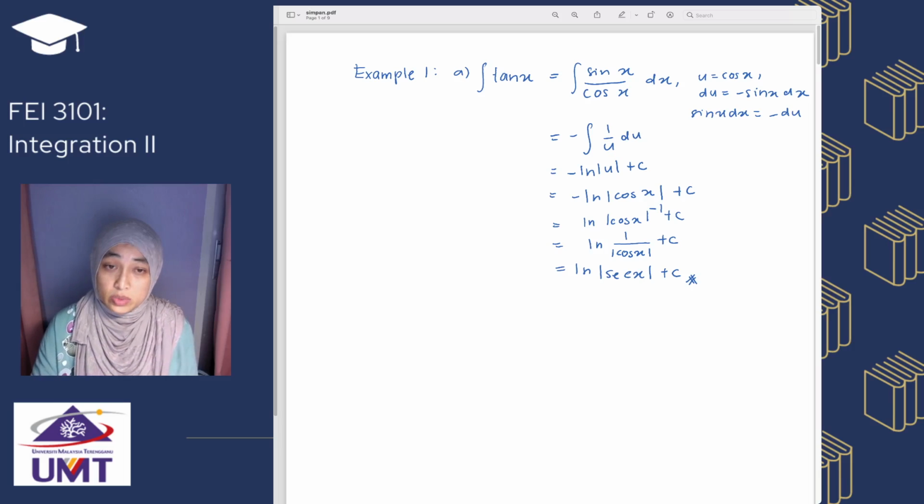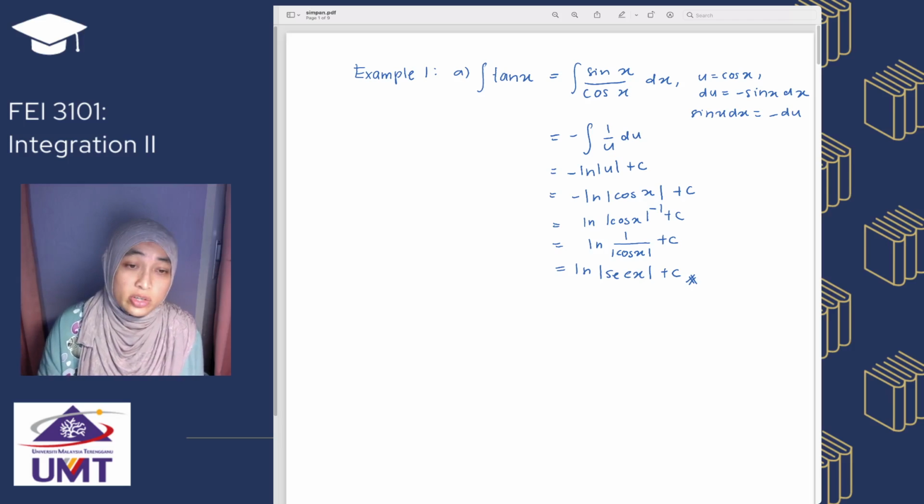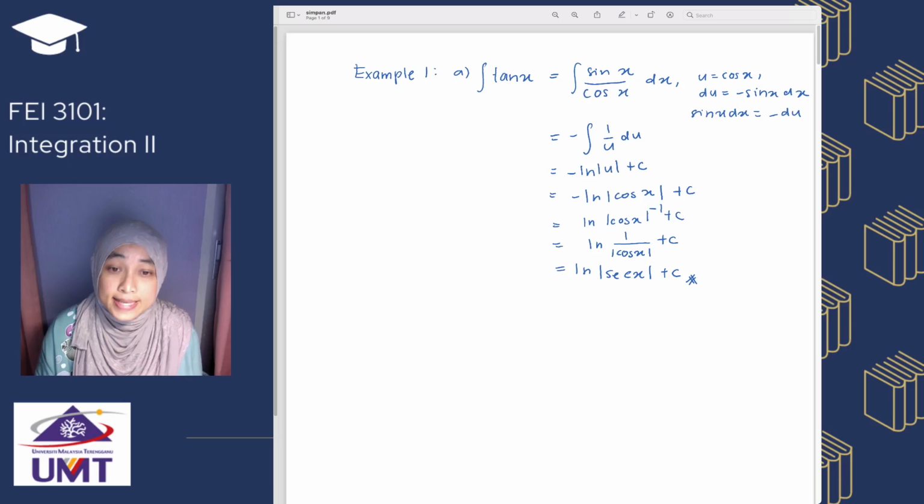But remember, students, sometimes students just leave the answer as it is, which is negative ln cos x plus c. But actually, it hasn't finished yet, because negative ln cos x means ln of cos x to the power of negative 1 plus c, which is actually ln of 1 over cos x. And 1 over cos x is secant x. So the final answer for the integration of tangent x is ln sec x plus c.